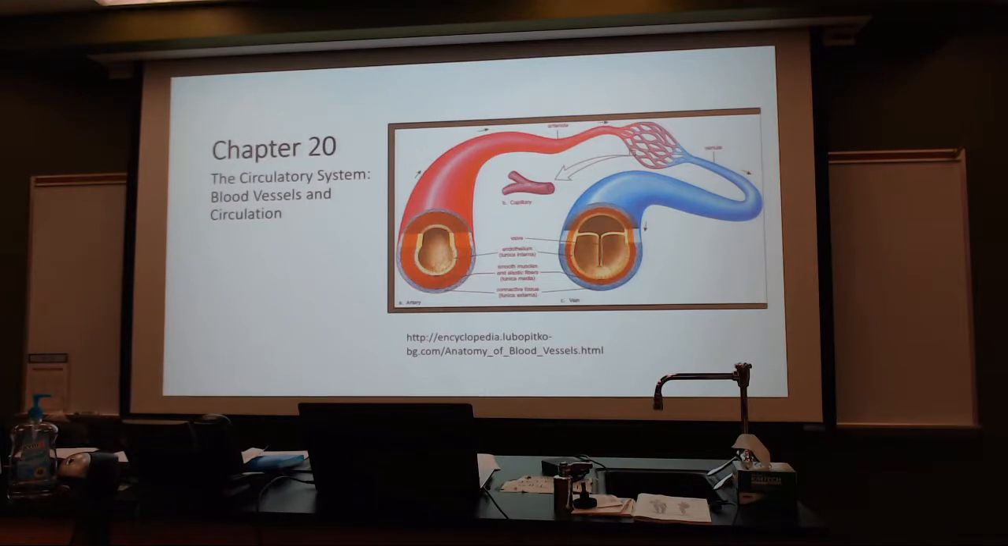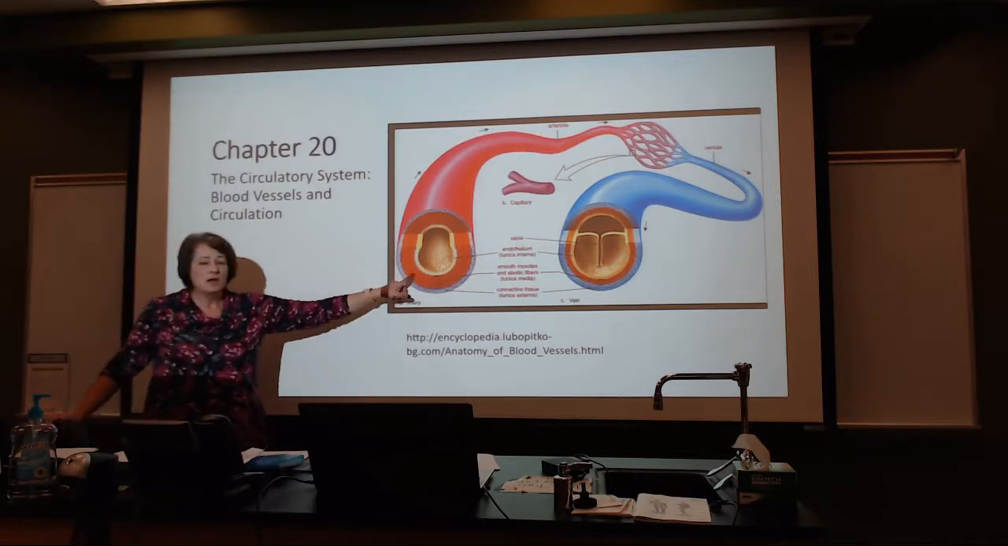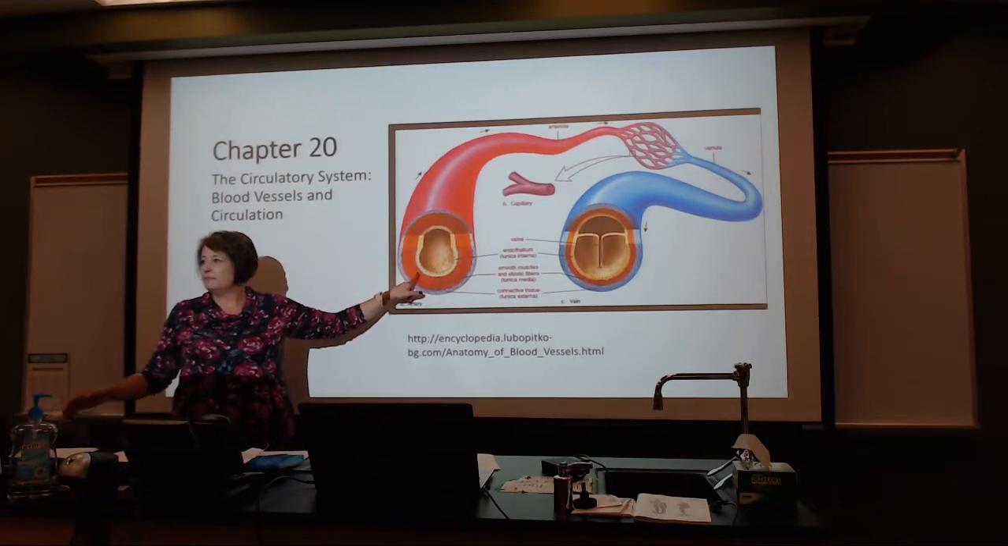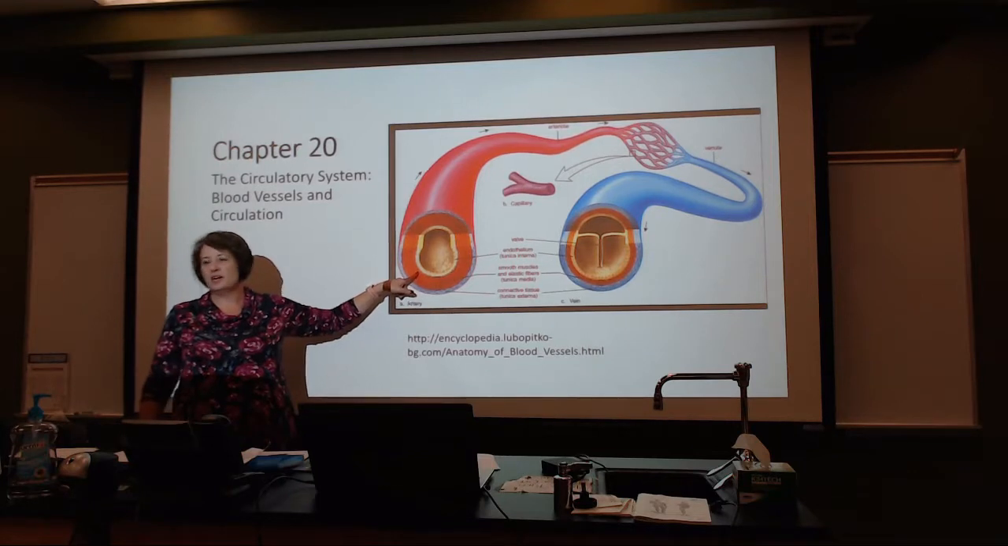When we started the information about this system, we learned there were going to be three parts: blood, the heart, and now the vessels. What we know is our arteries and our veins. I think maybe we've said this a ton of times.